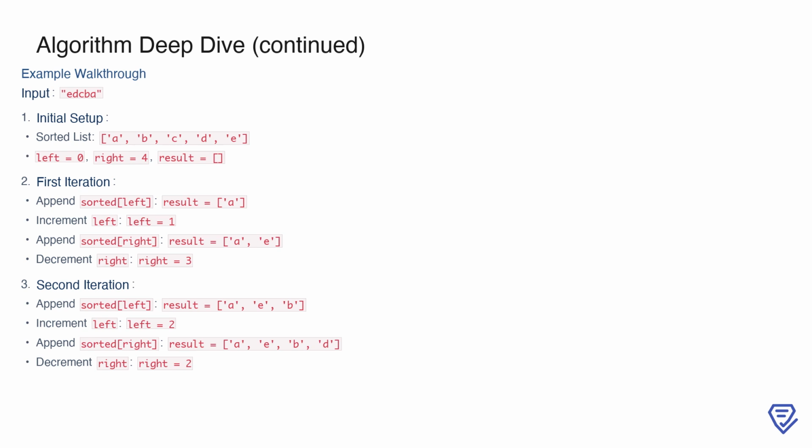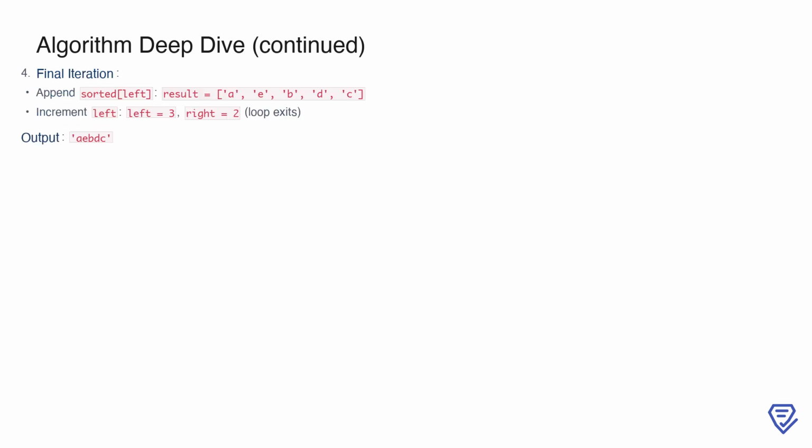Next, we append the largest character at right, which is E, to result, making it A, E, and decrement right to 3. In the second iteration, we append the next smallest character, B, and increment left to 2. Then, we append the next largest character, D, and decrement right to 2. At this point, result becomes A, E, B, D.